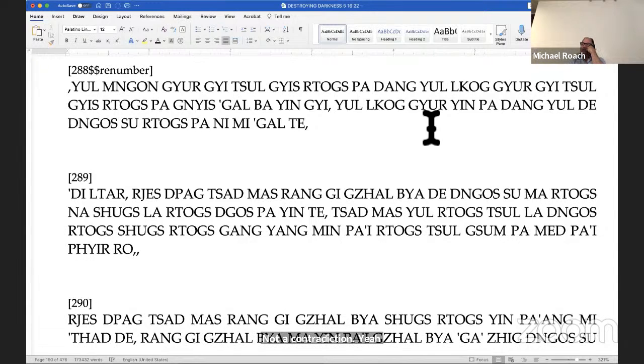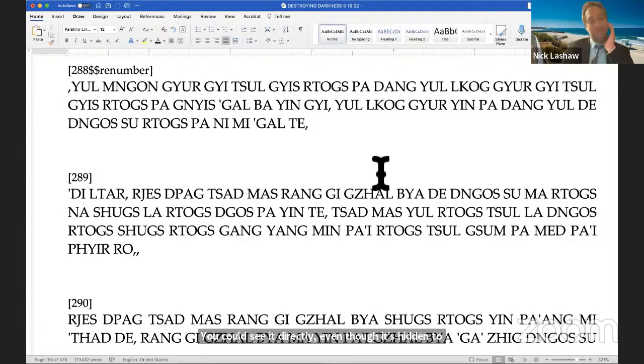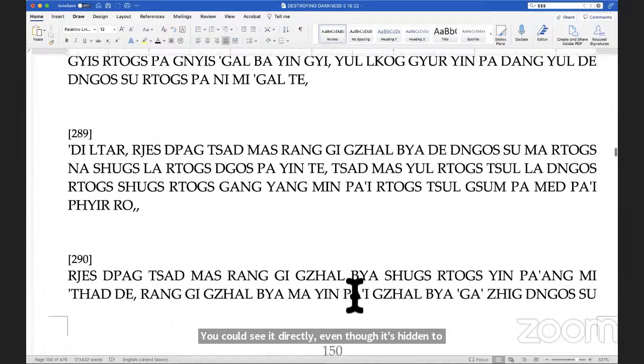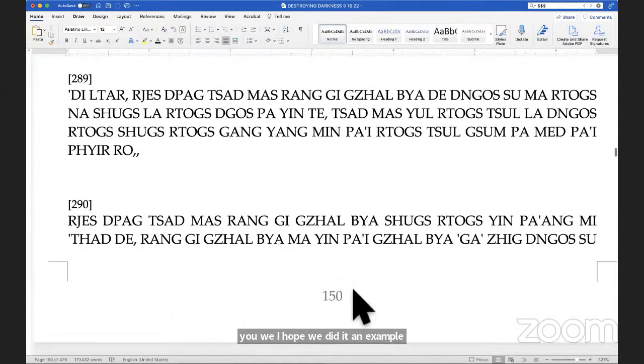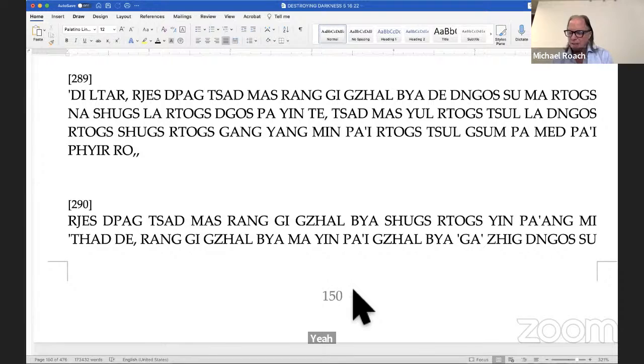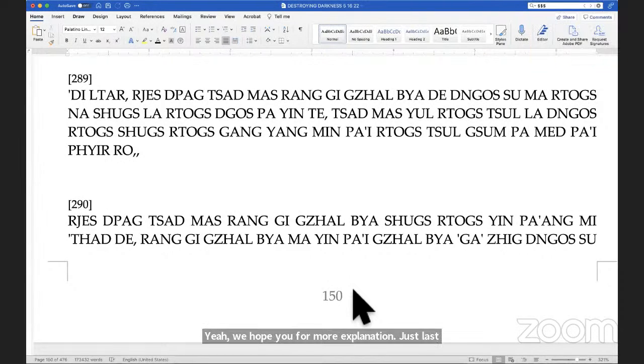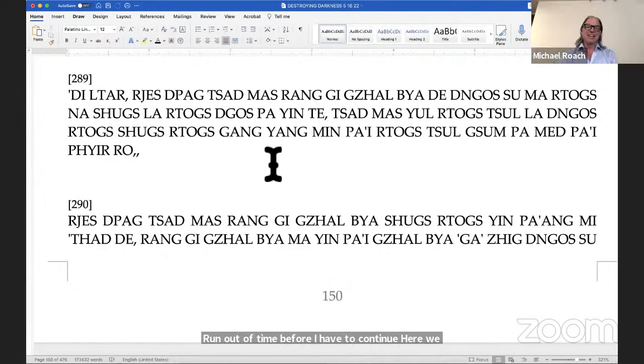Normally, if it's hidden, you'd have to think it out. But he says that's makya, not necessarily. You could see it directly, even though it's hidden to you. I hope we get an example. We're hoping for more explanation. Geshe-la's opening runs out of time before I have to figure it out. No, I get it. Here we go.